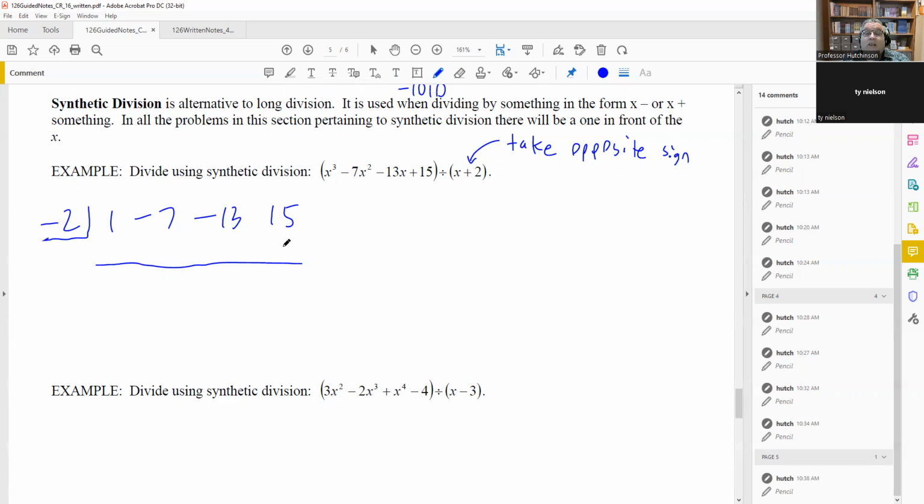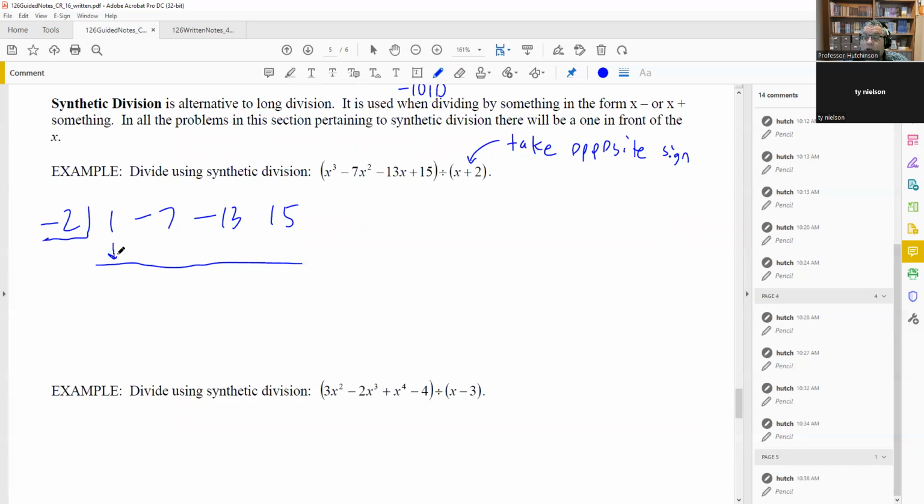And you're going to leave a little space underneath because we're going to be getting some numbers that are going to go in here that we're going to be adding together. What you do once it's set up like that, so again, you put the opposite sign of that in a little half box like this. You write out the coefficients of the first part, and then you just drop a line down and leave a space. So now let's run through the synthetic division steps.